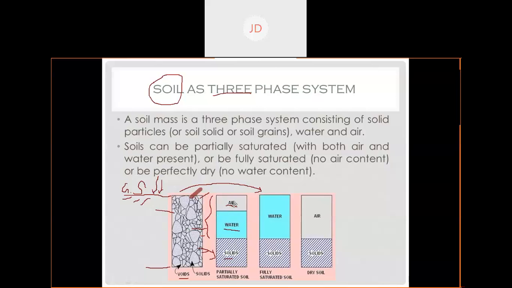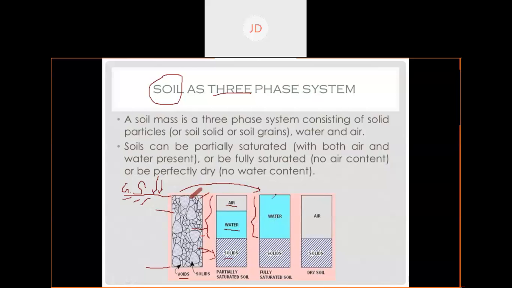If the voids are partially filled with water as well as with air, then this kind of soil mass is known as partially saturated soil. Now, what is the difference between these? Here you can see the whole void. The void's volume will be the same. The volume of the void, the total space, will be the same. It can be replaced by water, or it can be replaced by air.